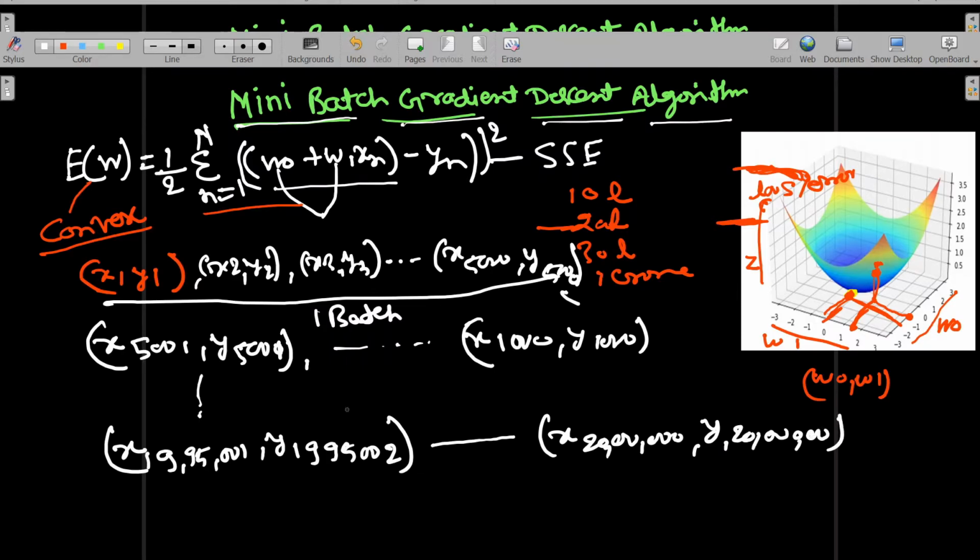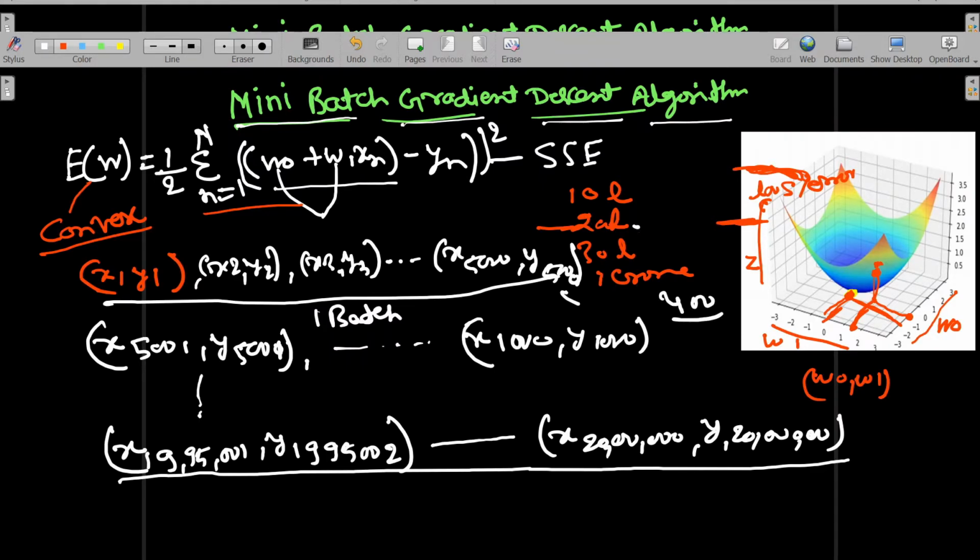So what we have done is divide our data set into 5,000 batches. So we will be having 400 batches. If you have 20 lakh data, we will be having 400 batches with 5,000 data points in one batch. So this is the first batch, this will be the second batch, and this will be the nth batch. That means here nth is nothing but the 400th batch.